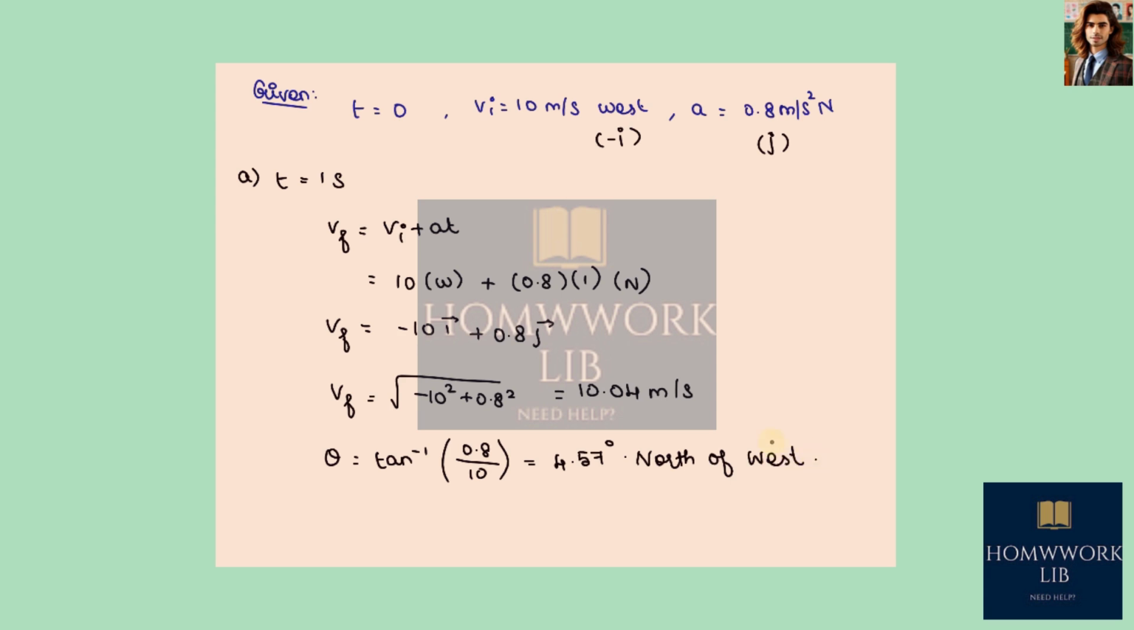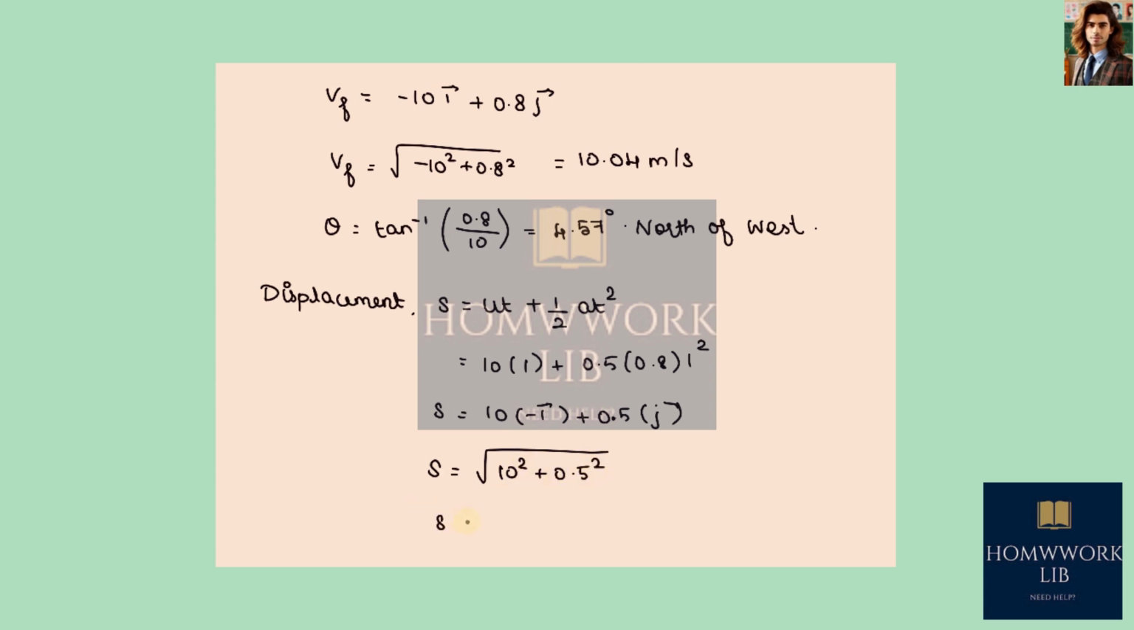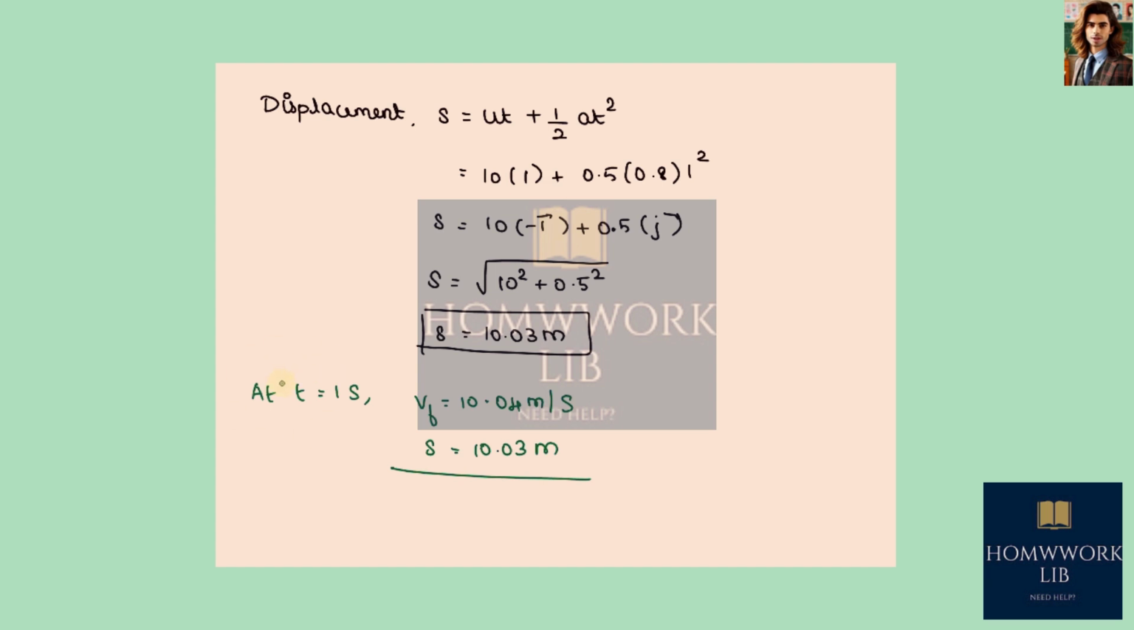Now we have to find the displacement. This is found by the formula ut plus half at squared, and plugging the values we get this expression, and we can get the magnitude of displacement by 10 square plus 0.5 square. So this will give a displacement of 10.03 meter. So at time 1 second, the final velocity is 10.04 meter per second, and s is 10.03 meter from its initial position. Similarly, we have to calculate for other time periods also.